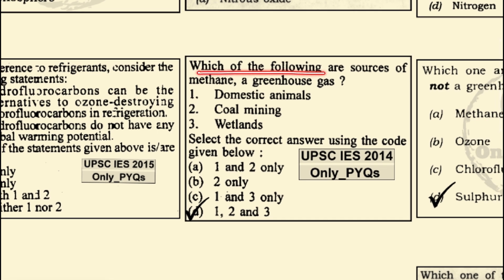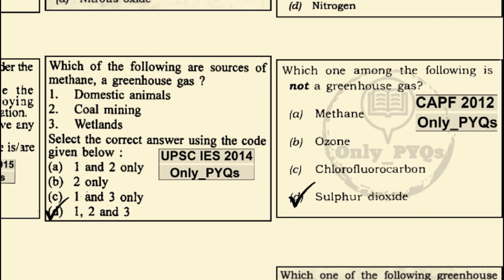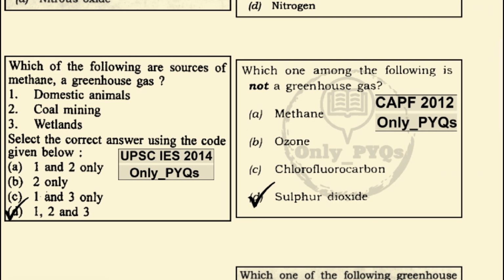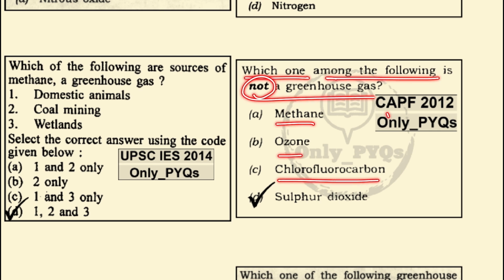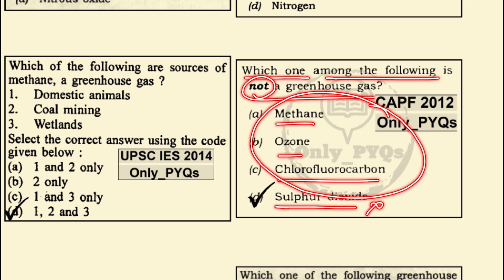Which one of the following are the sources of methane, a greenhouse gas? Domestic animals, coal mining, wetland. It is all of these which are the sources for the methane, a greenhouse gas. Which one among the following is not a greenhouse gas? Methane, ozone, chlorofluorocarbon are greenhouse gases, but whereas sulfur dioxide is not.